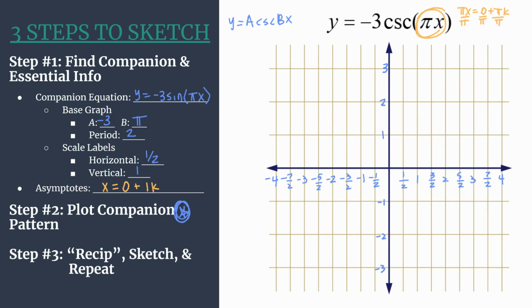So this is a pretty simplistic equation, actually. You could see it represented as just x equals k, but it's a really nice trick to have up your sleeve to find and concisely represent all the asymptotes of your cosecant graph.